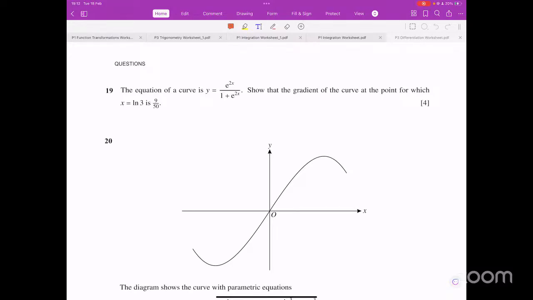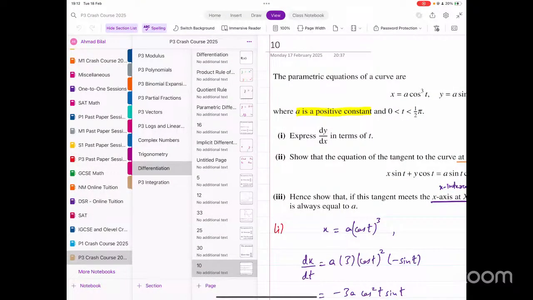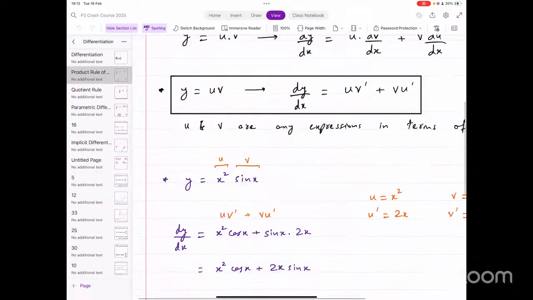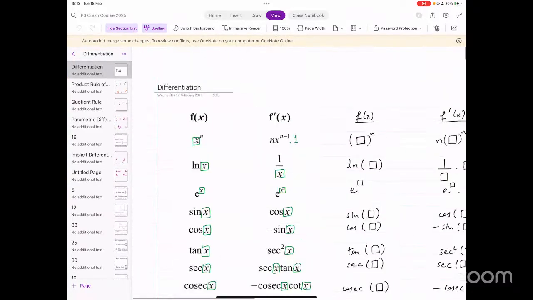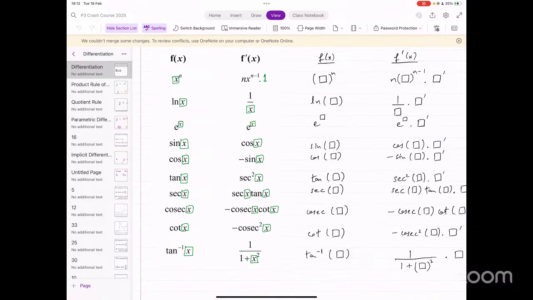Okay, so let's begin with this. We're done with all the concepts in differentiation. We started with these basic rules that you need to know of. They're all given in the formula sheet. If x is replaced with anything else, you also have to multiply by the derivative of that thing. This is what we did.